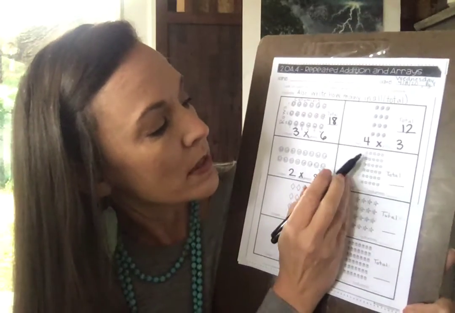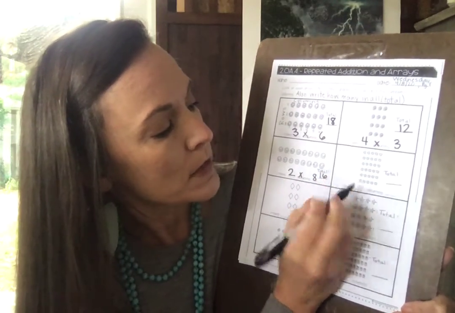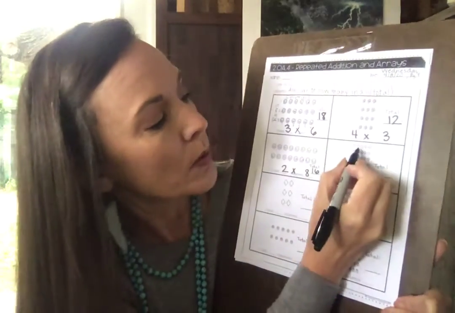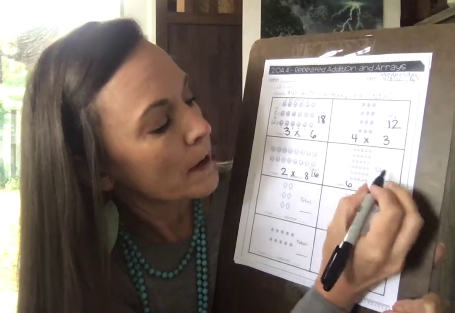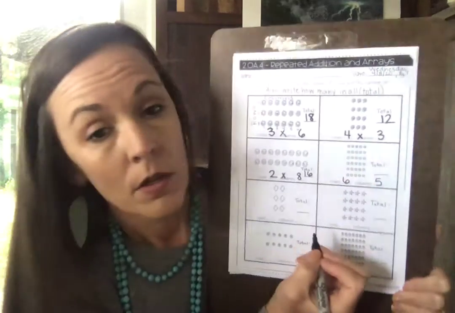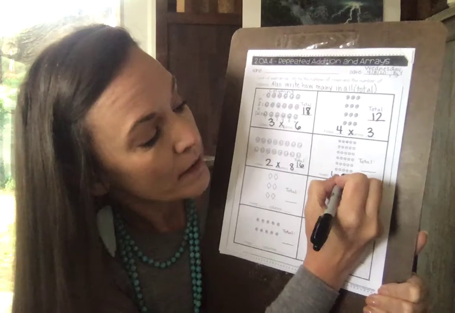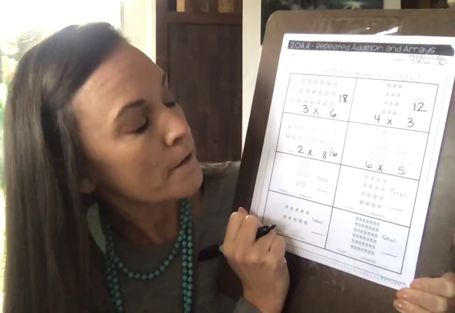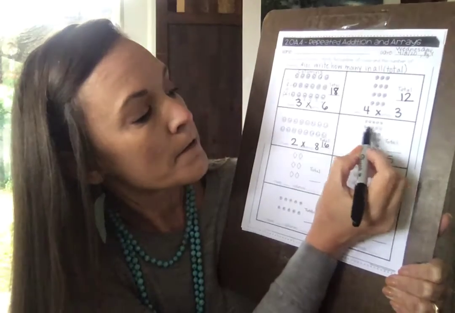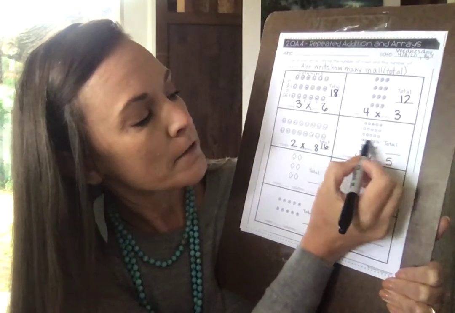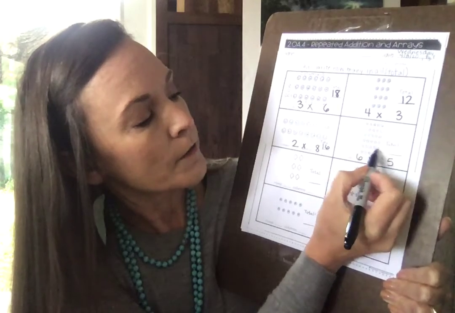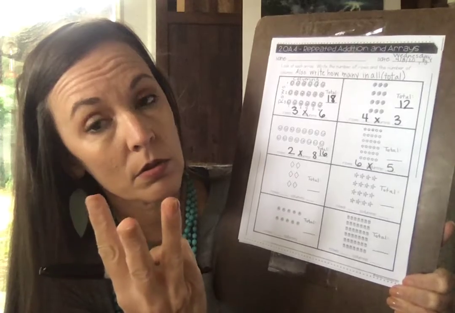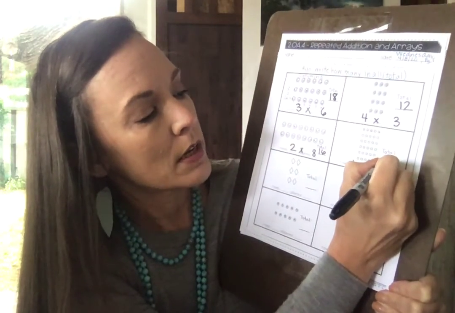Let's do one more. How many rows do we see? 1, 2, 3, 4, 5, 6 rows. How many columns, or how many in each row? 1, 2, 3, 4, 5. So I'm thinking 6 times 5 equals how much in all? Well, there's 5 and 5, that's 10. And 5 and 5 more, that's another 10. And 5 and 5 more, that's another 10. So I'm thinking 10, 20, 30. There are 30 in all.